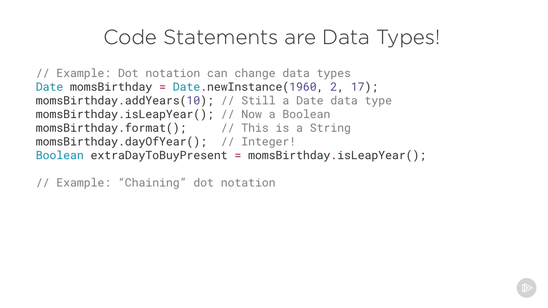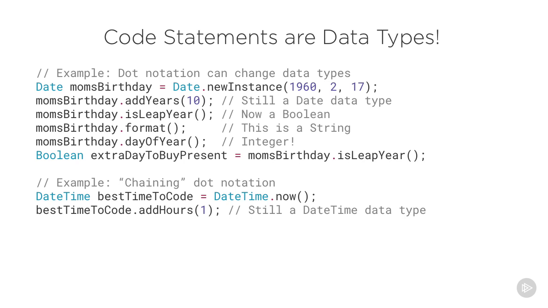All right, next example. Now we're going to chain dot notation together. Since the output of code statements is just an instance of a data type, we can use instance methods on the output, meaning we can chain instance methods together. First, we start with a datetime instance that's created using the dateTimeNow global method. Next, we use the addHours instance method on our variable. The result of this entire line is still an instance of a datetime.